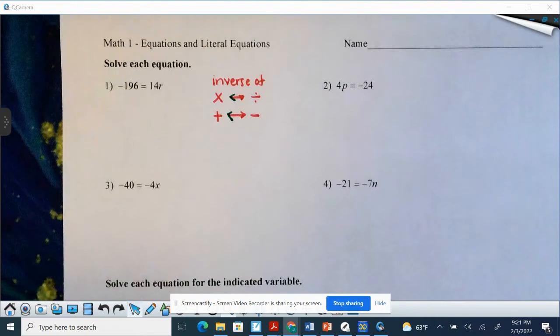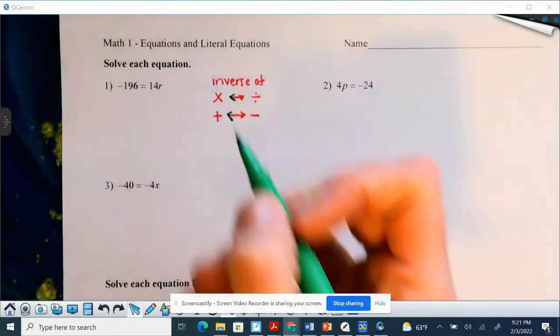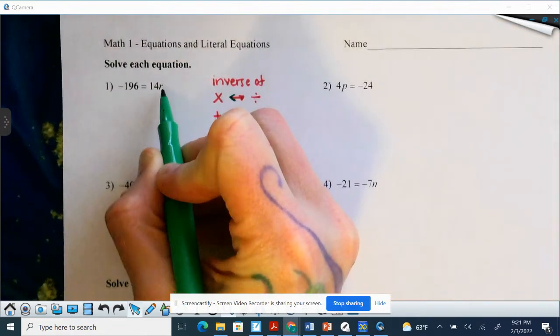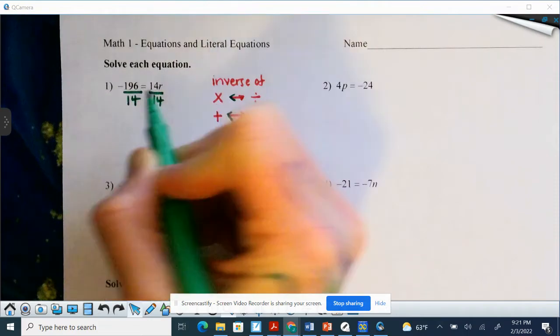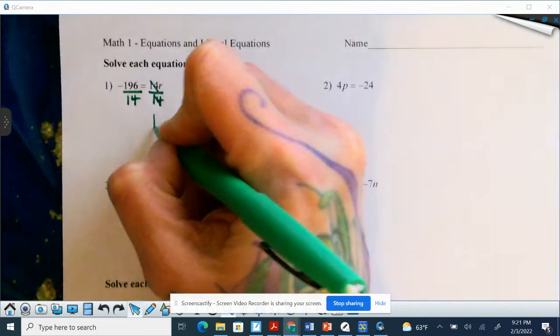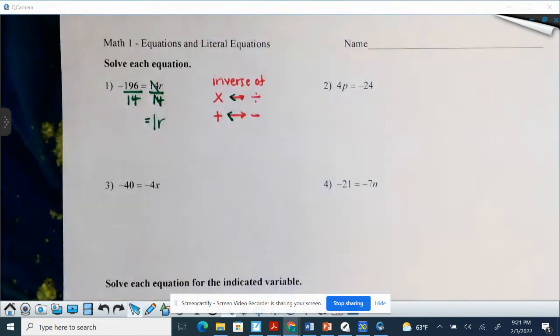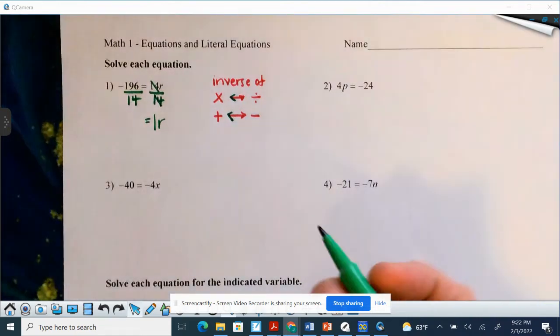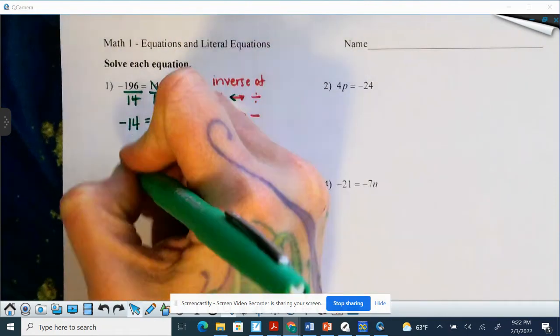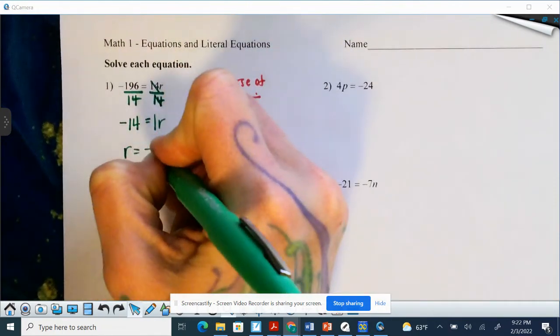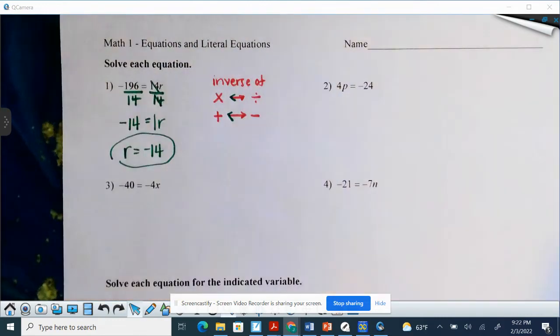It's one of those things that you should know, and if I ask you, you know, but when you start staring at problems, all of a sudden our brains shut down. So 14 times r, and the inverse of multiplication is division, so we're going to divide both sides by 14 to get it off that r, because that's going to give me one r on this side. Then negative 196 divided by 14, a negative divided by a positive, is going to be a negative 14. So r equals negative 14. Super simple.